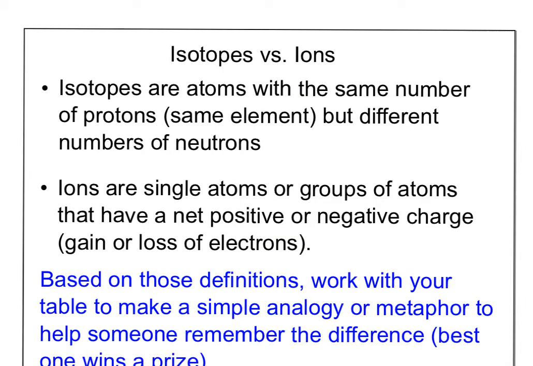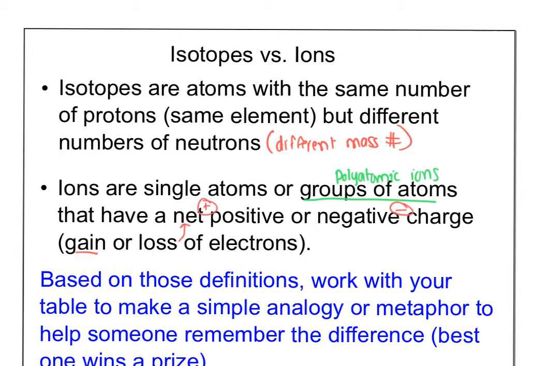So one of the biggest mistakes I see in AP Chem is kids using these two words incorrectly, isotope and ion. So isotopes are atoms with the same number of protons, so the same element, carbon and carbon, but different numbers of neutrons, which means they have a different mass. Whereas ions are single atoms or groups of atoms. Those are called polyatomic ions. And they have an overall positive or negative charge because they either gained electrons, making them negative, or they lost electrons, making them positive.